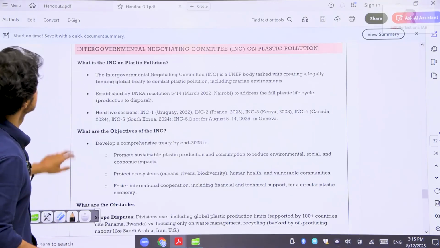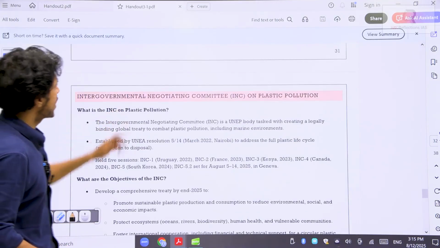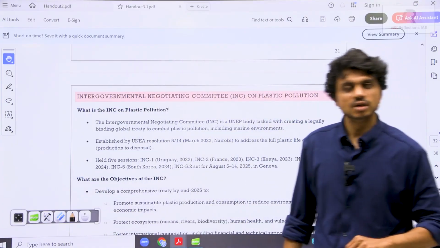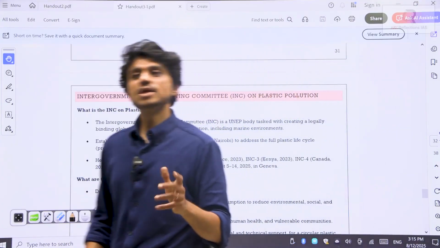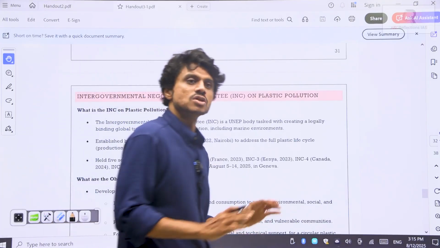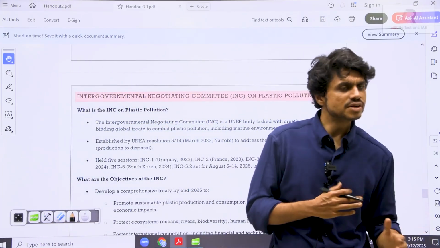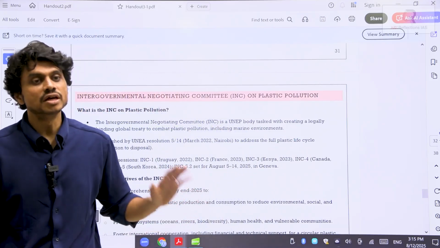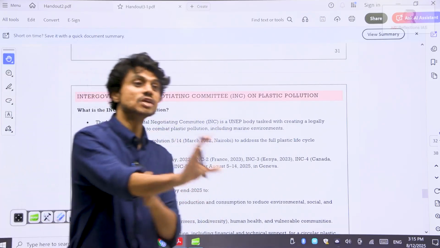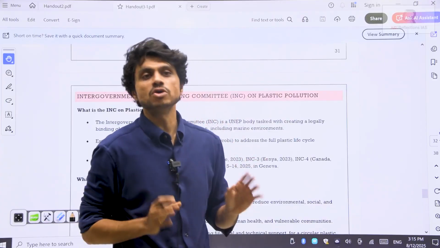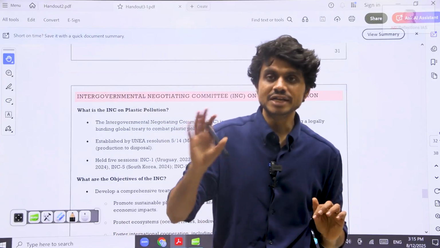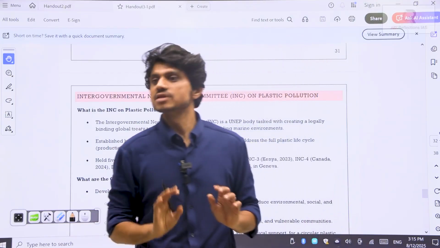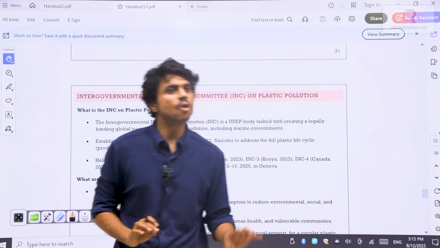Okay, see here. A simple factual thing: the Intergovernmental Negotiating Committee on Plastic Pollution. Just like we have global treaties on climate change and global warming, we have various climate treaties on the protection of biodiversity and all. In the same way, globally, a kind of legal treaty they want to bring, which is legally binding on everyone. It is not voluntary, like the Paris Agreement. Paris 2015 is voluntary.